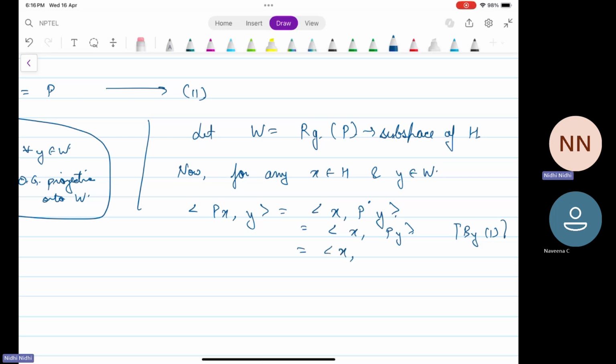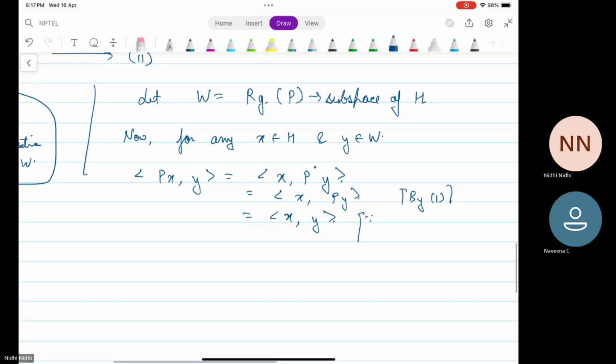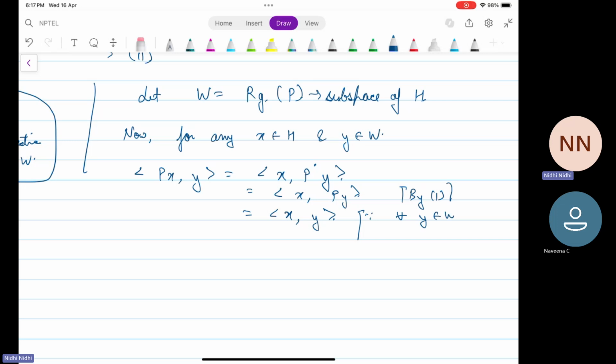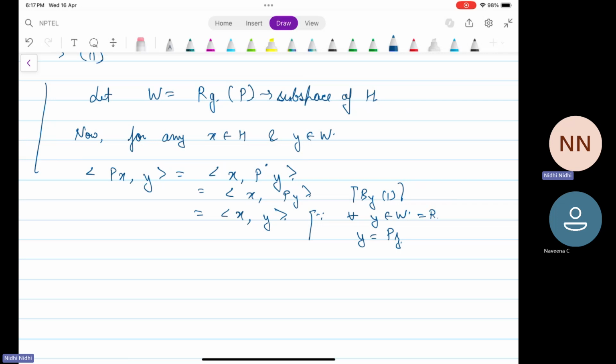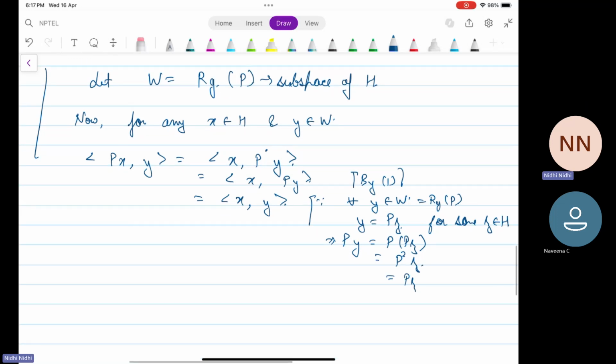which is equal to X Y, because for every Y in W, Y is equal to PZ, because W is range of P. This is equal to PZ for some Z in H. This implies Py is equal to P of PZ, which is P square Z. And since P square is equal to P, this is equal to PZ, and which is equal to Y. Therefore, Py is equal to Y.